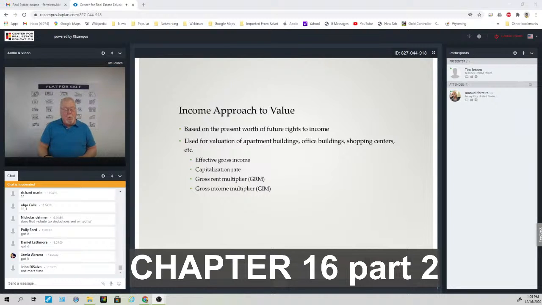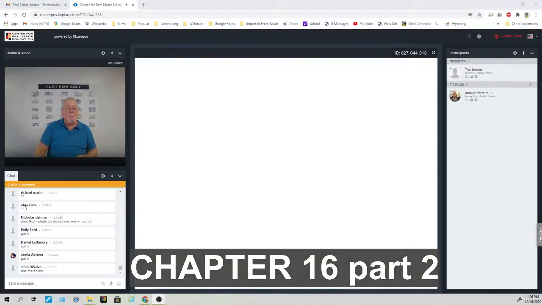Now, there's one other way that you're going to be tested on. There's actually two other ways, but I'm only going to tell you about one because there's only going to be one you're tested on. And that's gross rent multipliers, GRM, gross rent multiplier.